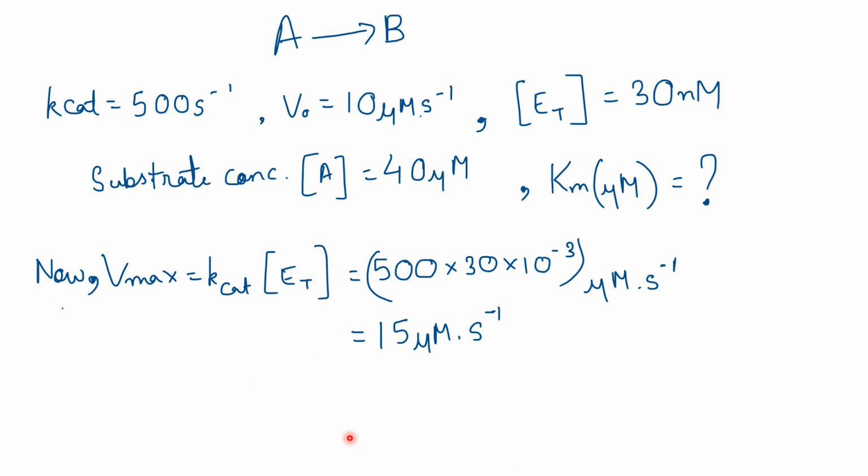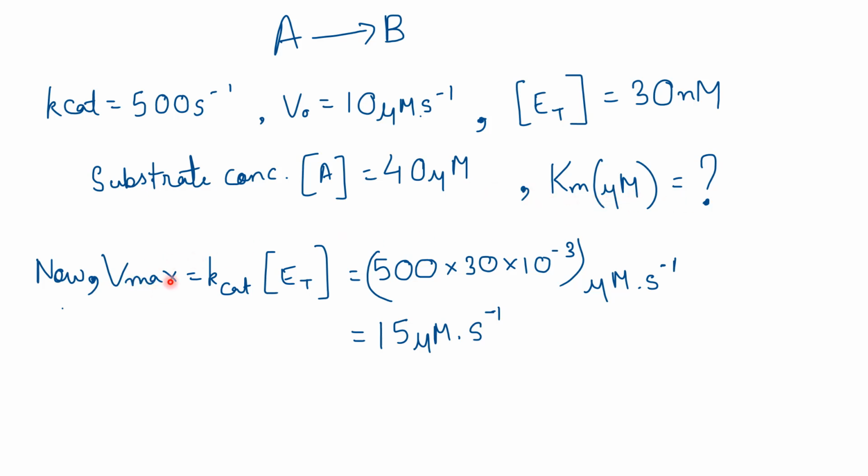Now moving on to our question. Our question talked about the enzymatic reaction of transforming A to B. The kcat value was 500 second inverse. The initial velocity was 10 micromolar per second. The enzyme concentration was 30 nanomolar. The substrate concentration of A was 40 micromolar. What was the value of Km in micromolar?